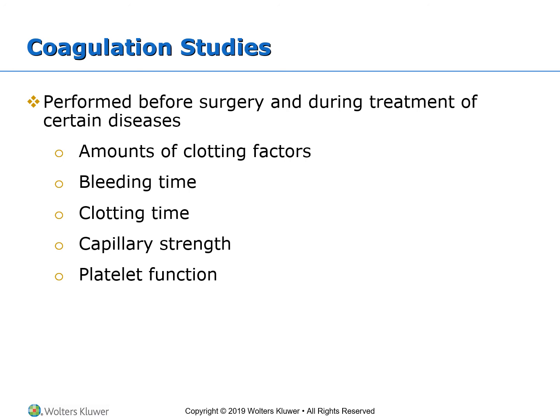Coagulation studies are usually performed before surgery or whenever there is a risk for increased bleeding. So what we can do is measure the amounts of clotting factors in the blood. We can perform a test that is called a bleeding time. Another one is the clotting time, which is easy to perform. We just take a blood sample in a tube, put it aside, and measure the time until we see the clot forming at the base of that testing tube. Other tests involve capillary strength and platelet function.